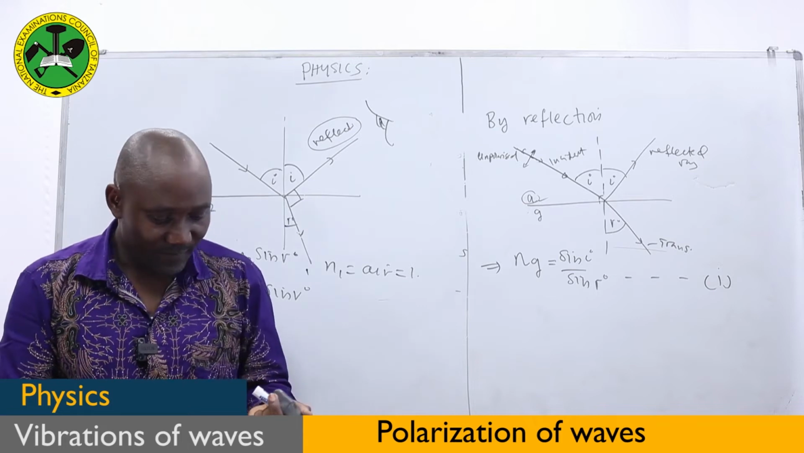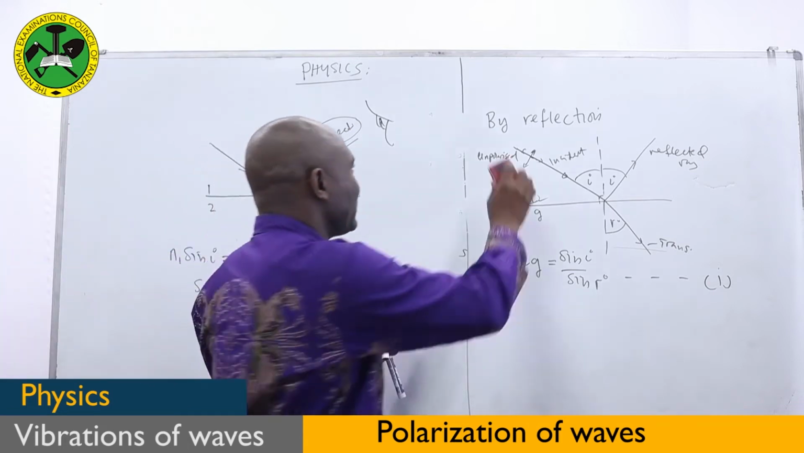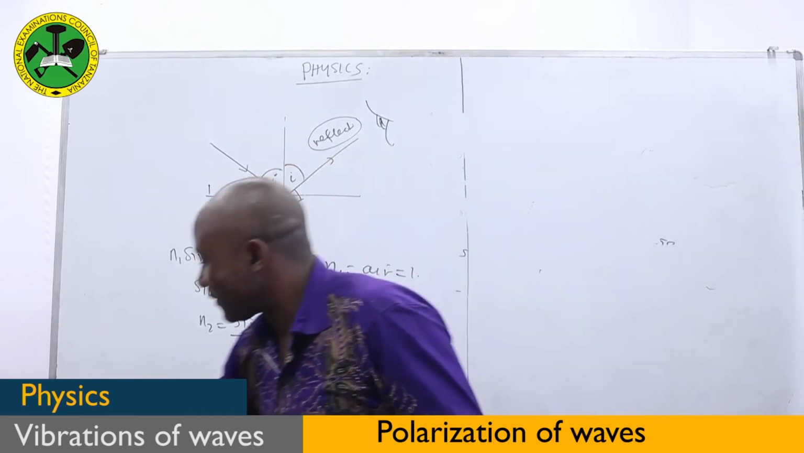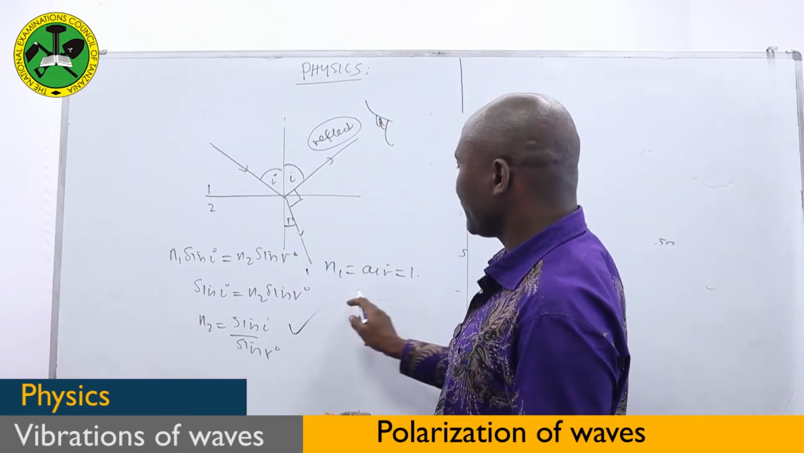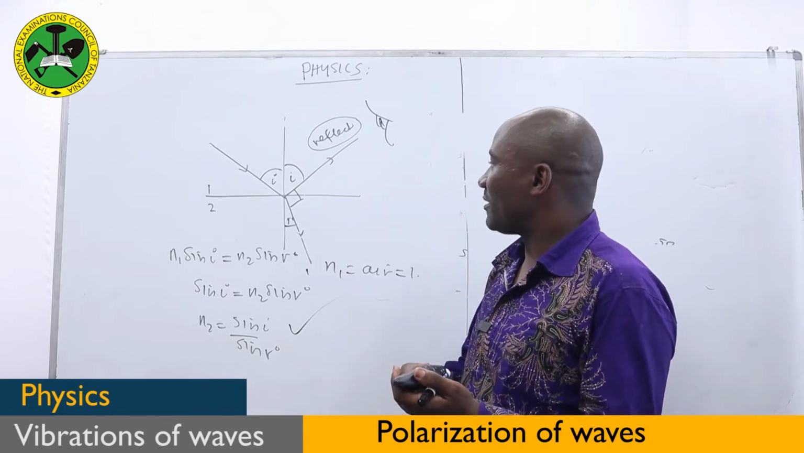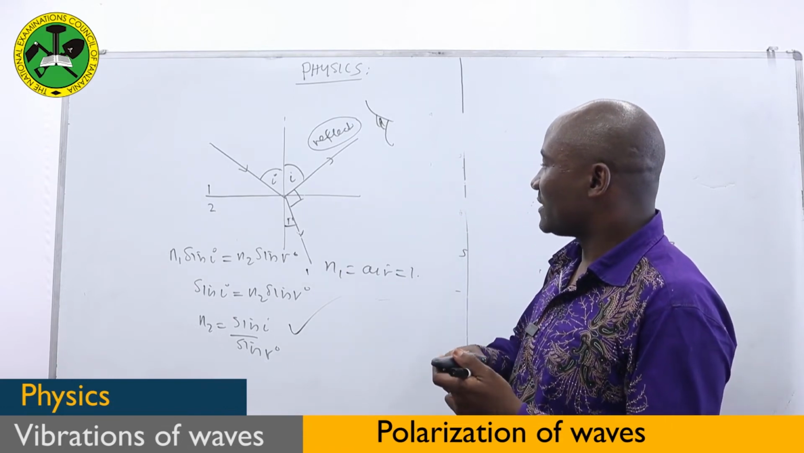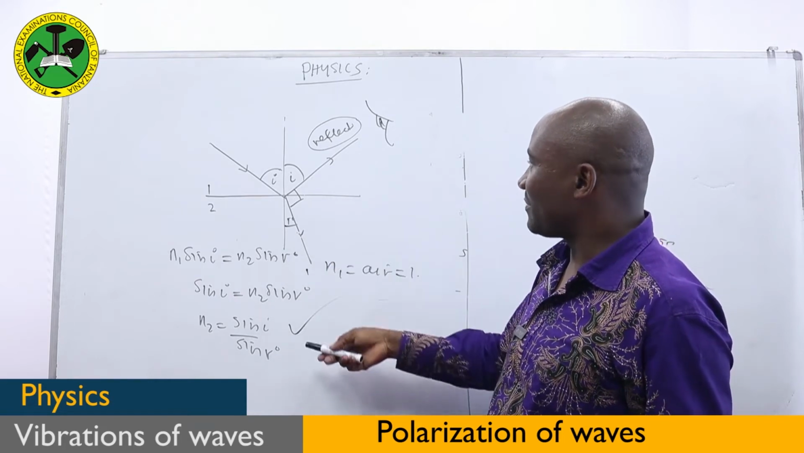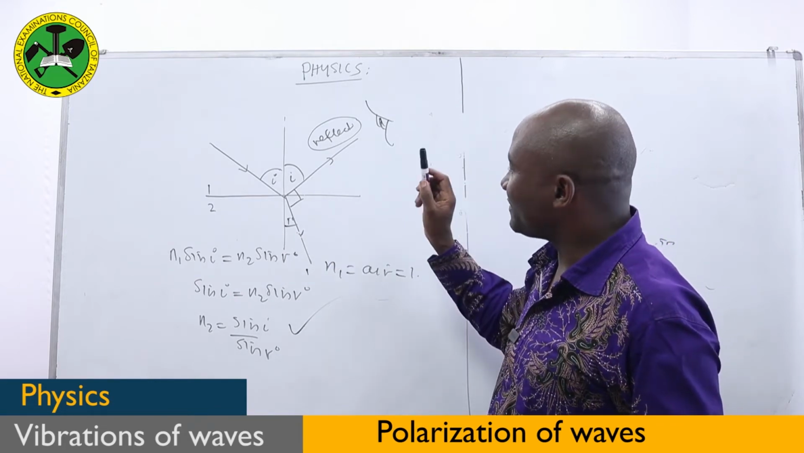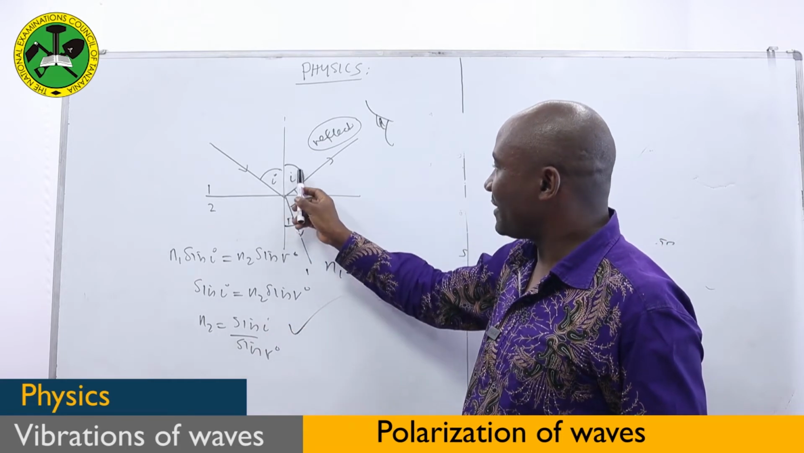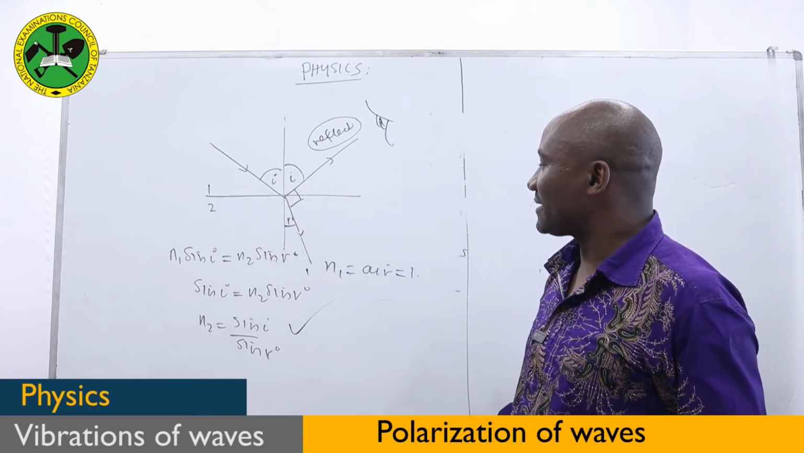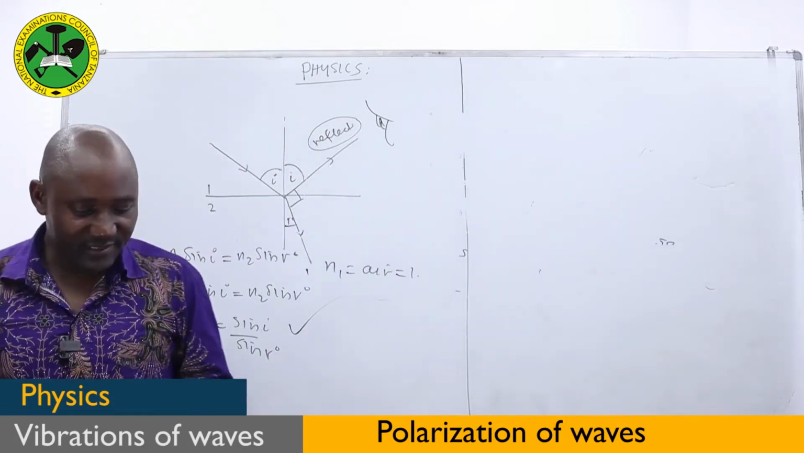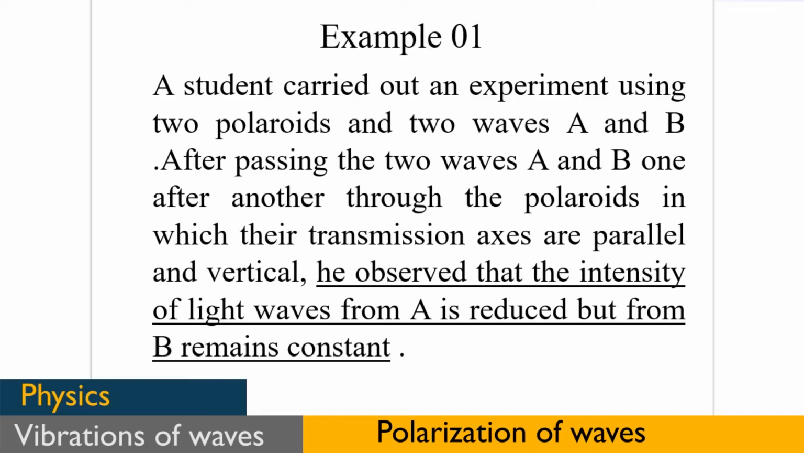So from here, we are told that the reflected beam is completely polarized. That's how you can reduce the formulas involving this, and we shall see this in the other examples. But the concept here is that, using the principles of reflection and refraction, you can find the general formula involved in polarization. Let's go to example 1.